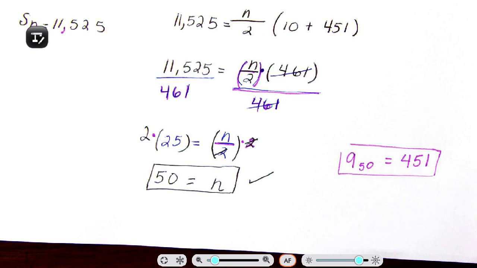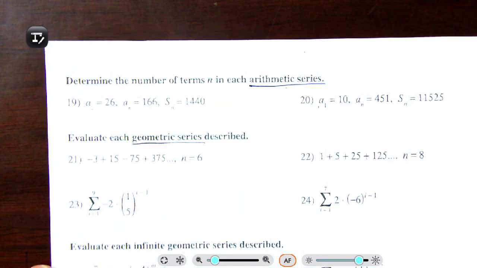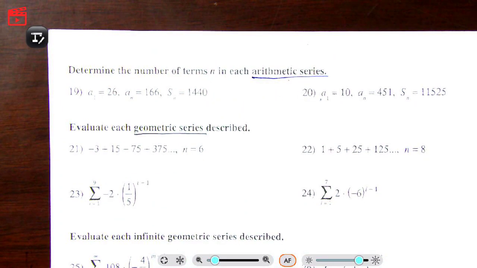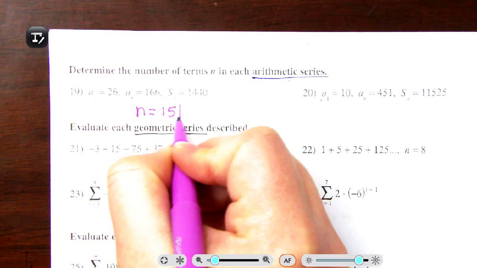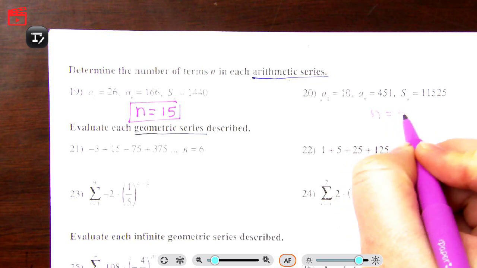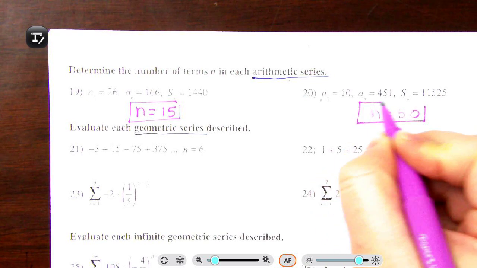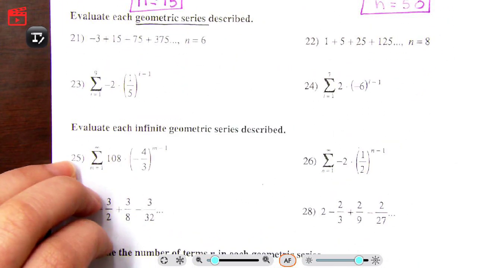All right, let's move on to number 21. Let me actually take a moment to write the answers down for number 19 and number 20. So number 19, n was 15. Number 20, n was 50. All right, so moving on to number 21, evaluate each geometric series.